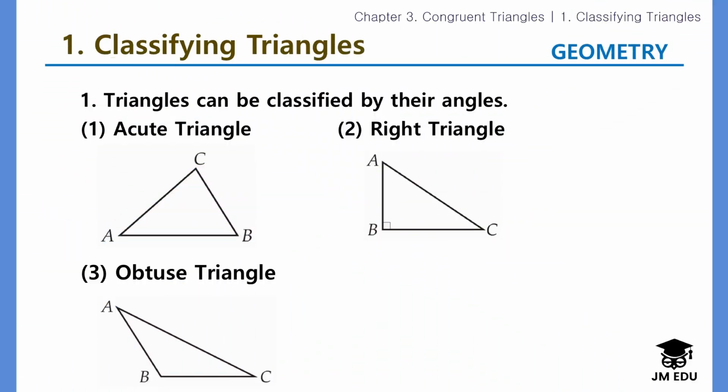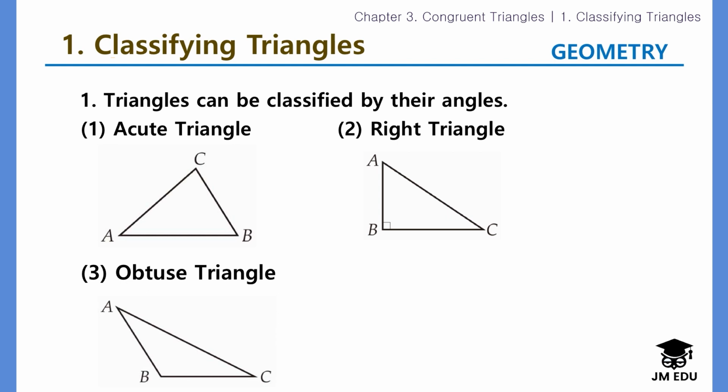In this lesson, we're going to talk about triangles. Number one, classifying triangles. Triangles can be classified by their angles. If a triangle has three acute angles, which are all less than 90 degrees, then this triangle is called acute triangle. If a triangle has one right angle, 90 degrees, then this triangle is called right triangle.